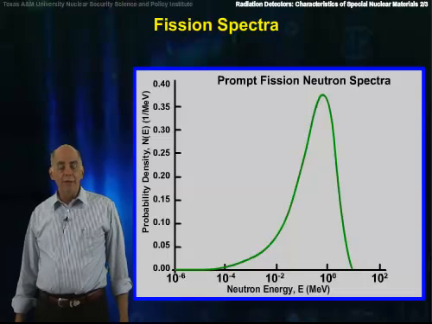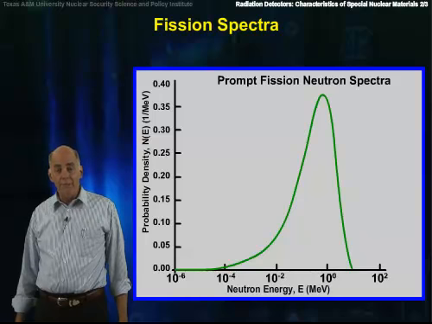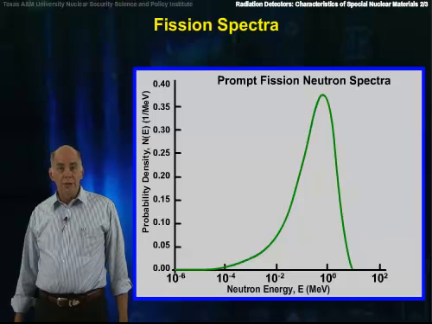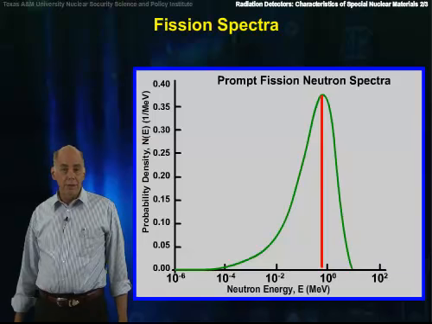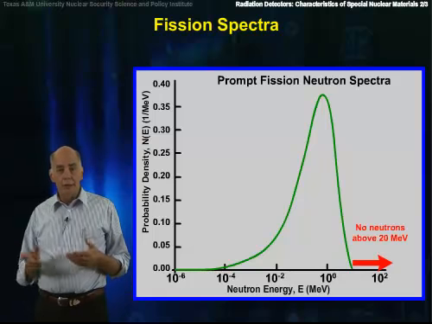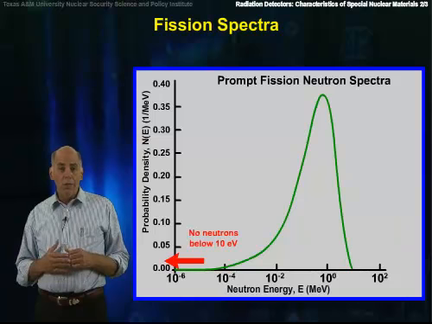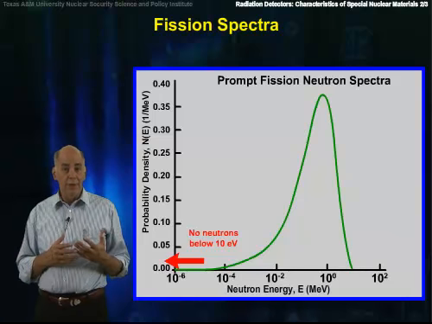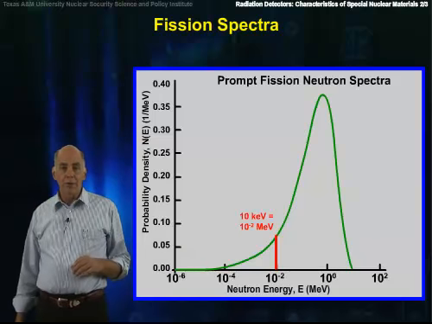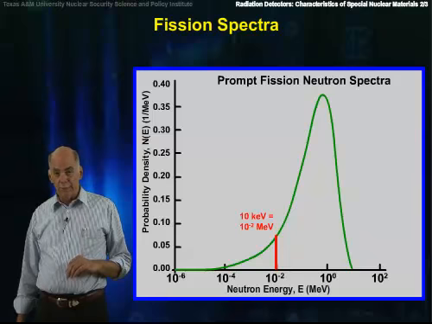Here's a graph of the neutron energy spectrum giving the probability of finding a fission neutron at a particular energy. You can see that the most probable energy is around 1 MeV, and essentially no neutrons are created above 20 MeV. There are also almost no fission neutrons created with energies below 10 eV, and the curve rises rather sharply to its maximum starting at about 10 keV.